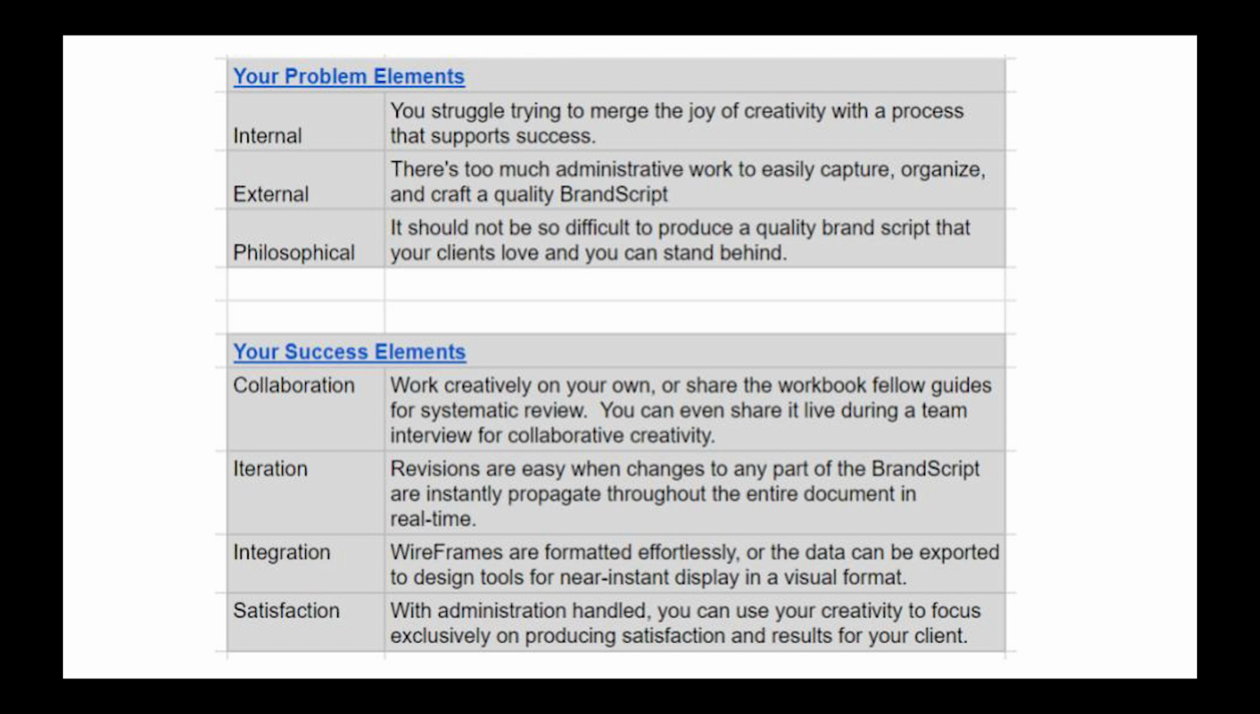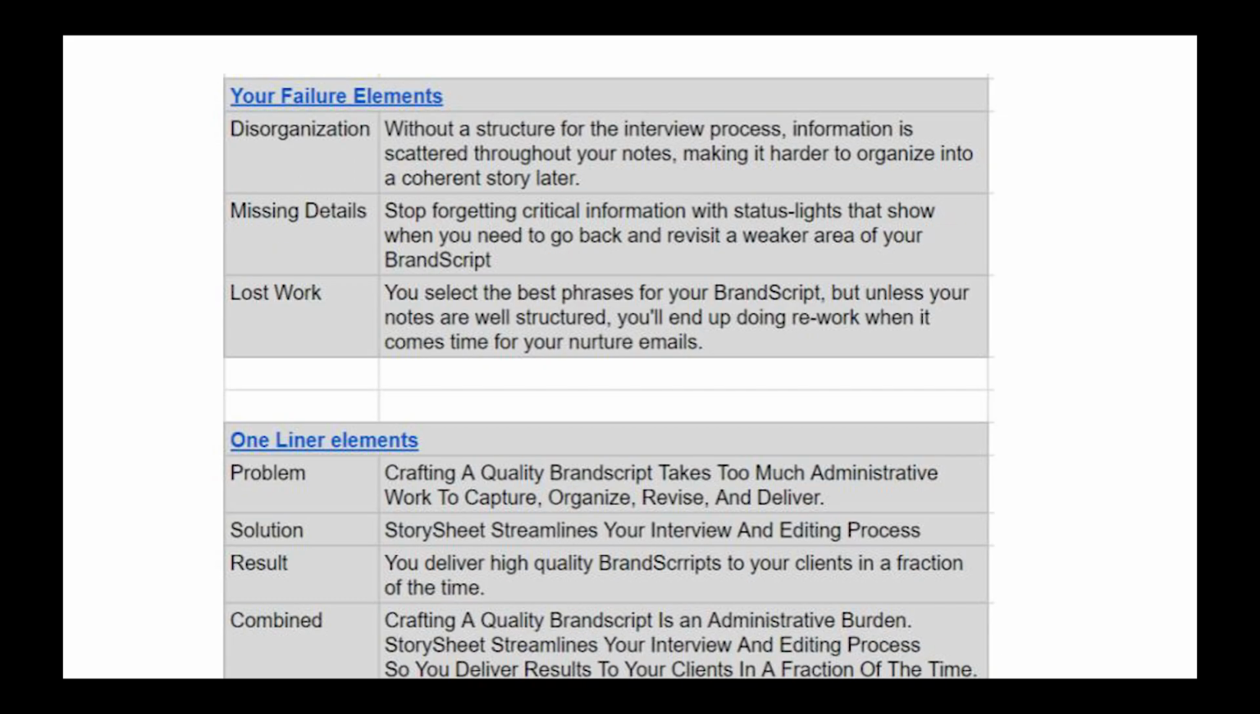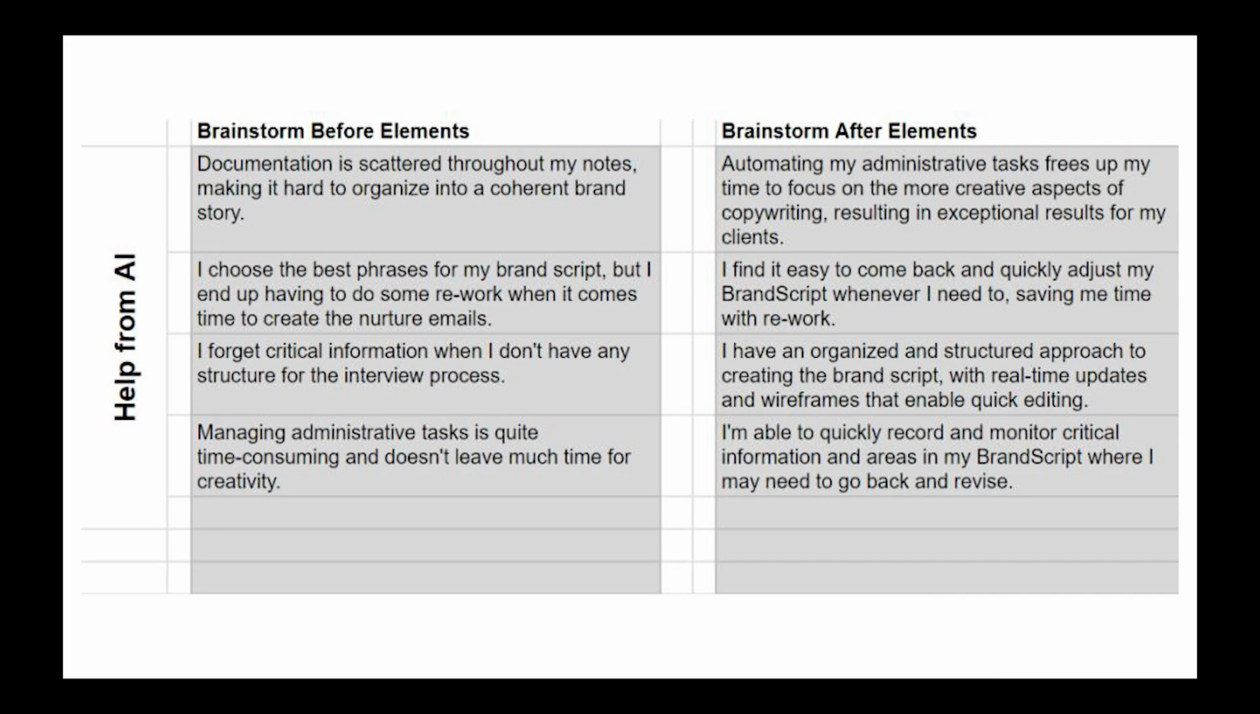The right-hand side of the worksheet already pulled in elements from your previous work with BrandScripts. Here, we see the problem elements that your customer has, as well as what success looks like. Further down is what failure looks like, as well as the elements of our customer's one-liner: the problem they have, the solution you deliver, and the results that you produce. Finally, on the bottom are suggestions from AI regarding the before and after states for you to consider.